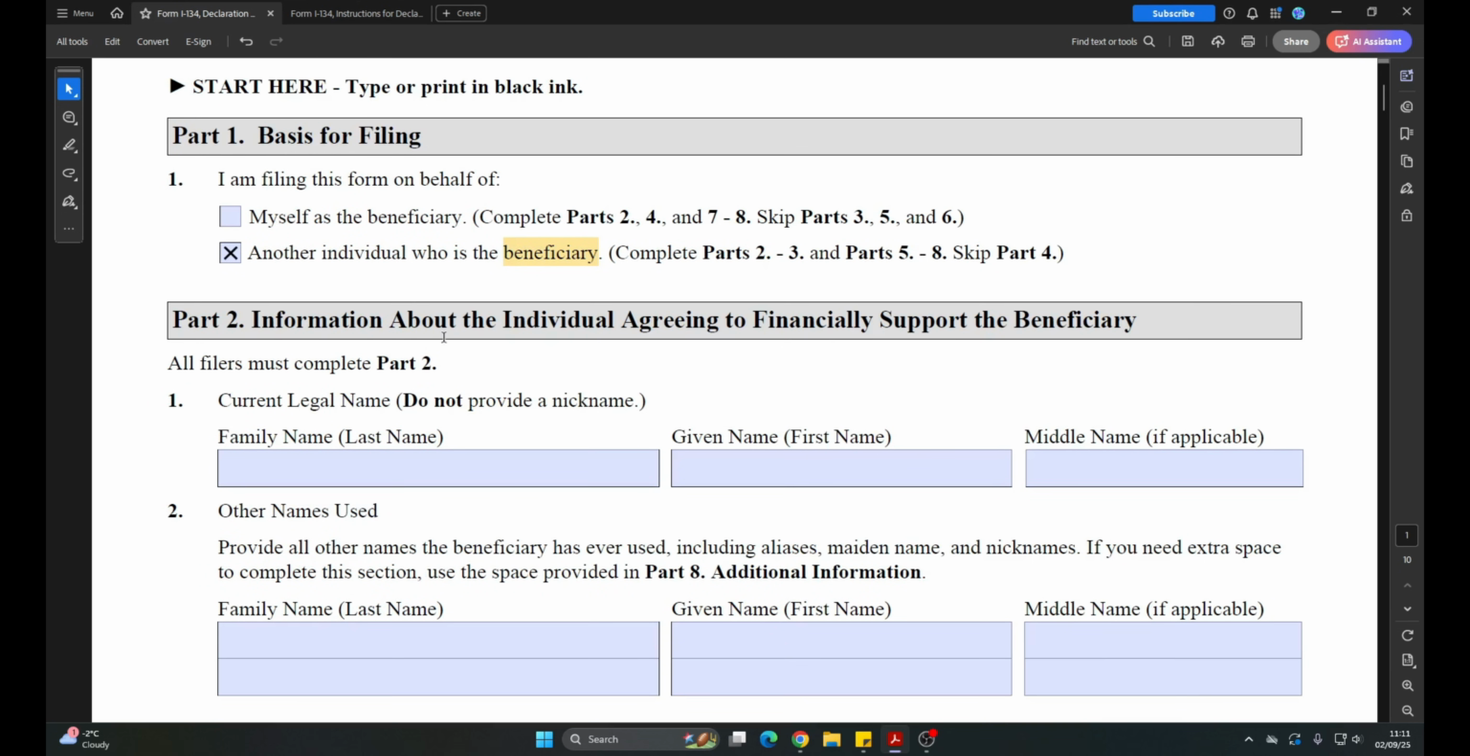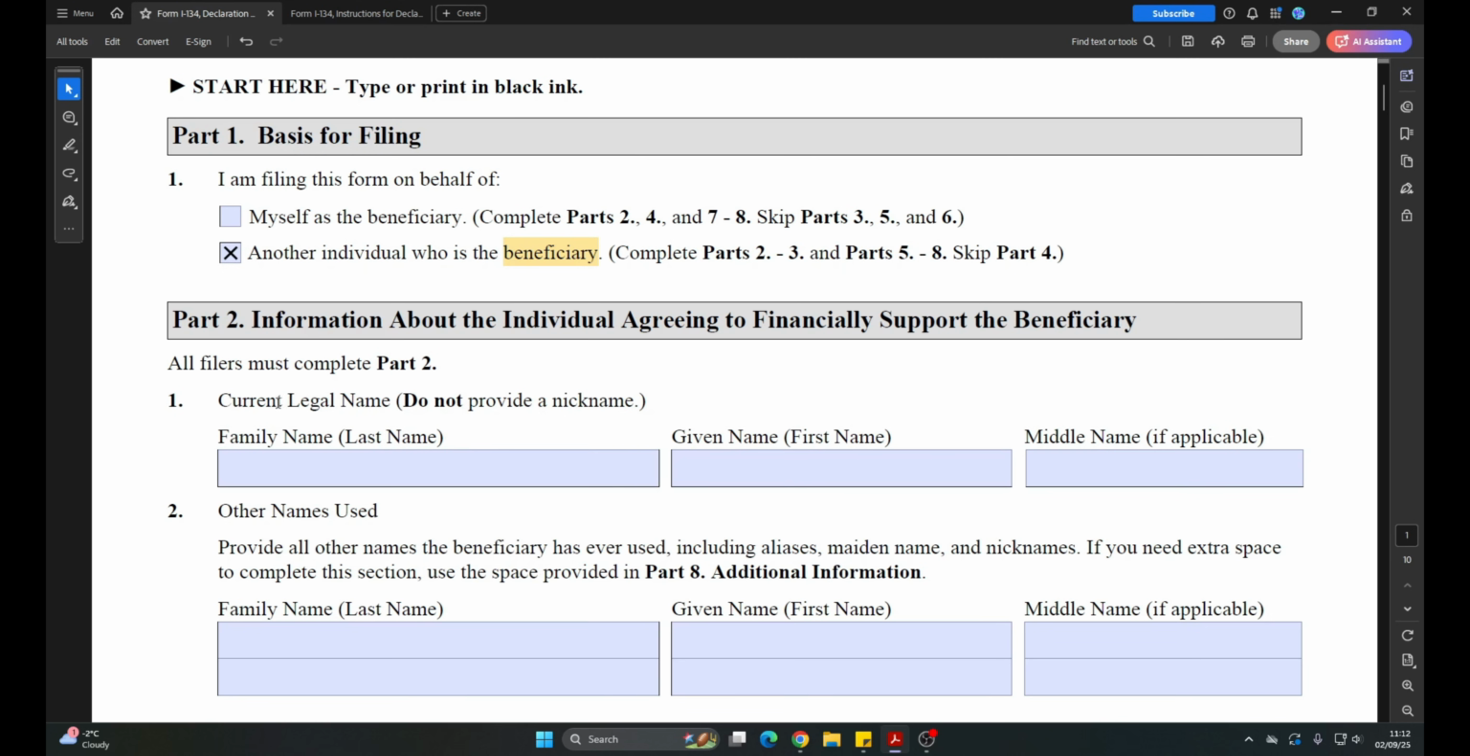First, provide the information of the person who is agreeing to support the beneficiary, the individual who is applying for any kind of visa or parole. So if you are proving that you're going to support yourself, then write your name here. And if you are supporting somebody else, so if you are the petitioner, for example, for a fiancé case, then you will write the petitioner's name here.